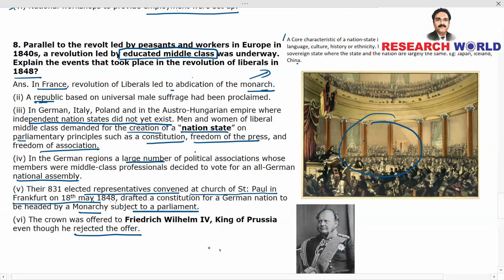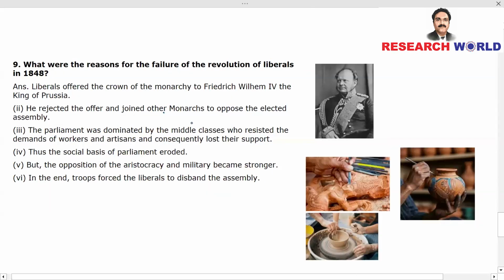Okay, so these are the 6 points that you should bear in your mind while answering this question. Okay, moving on to the next question, the 9th question. What were the reasons for the failure of the revolution of liberals in 1848?